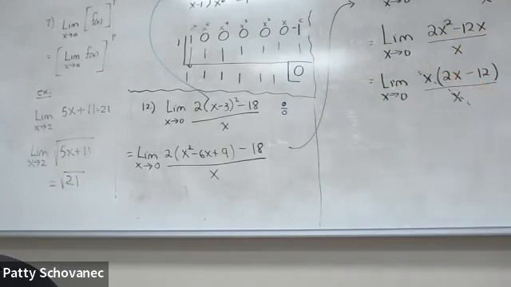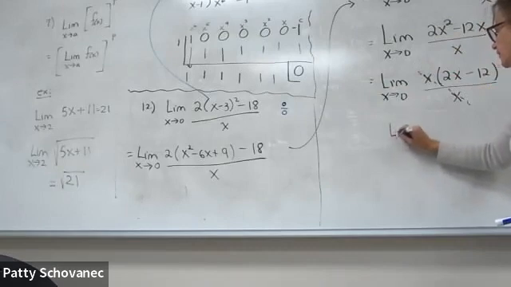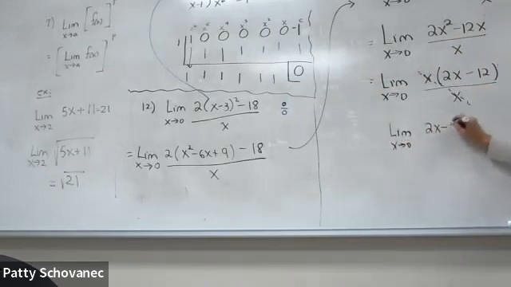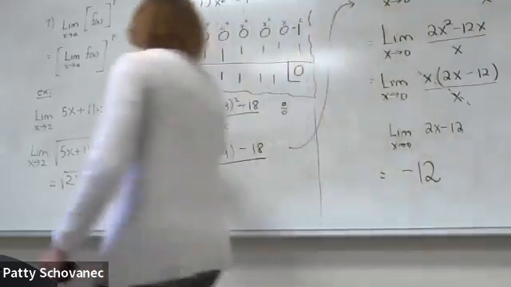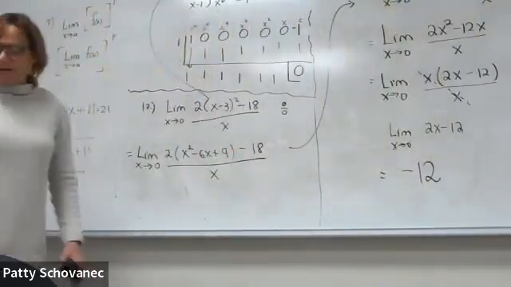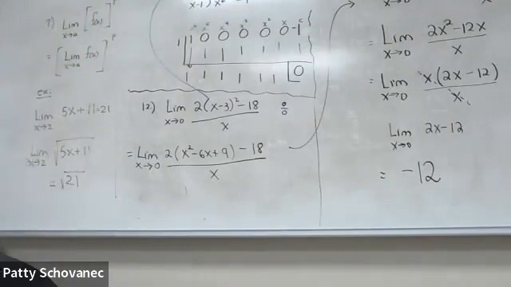of what's left. As x goes to 0, 2x minus 12 does what? Negative 12. Negative 12 is our limit. So if you've got some operations that you can do, do them and see if that helps you to factor and cancel at a later stage and then find the limit.